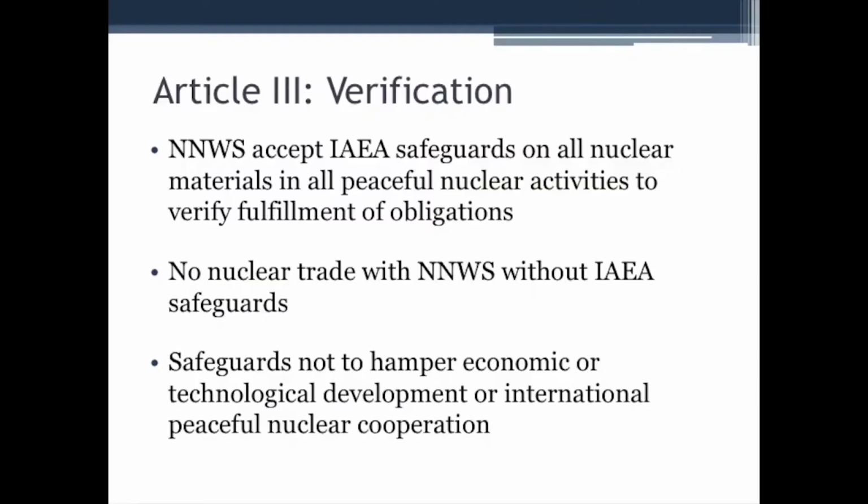To verify compliance with those non-proliferation obligations, non-nuclear weapon states agree to adopt safeguards on all nuclear materials in all peaceful nuclear activities on their territory or under their jurisdiction. States do so by concluding safeguards agreements with the International Atomic Energy Agency. Furthermore, all states commit not to provide nuclear materials and technology to non-nuclear weapon states that are not subject to safeguards. And that's Article 3 of the NPT.